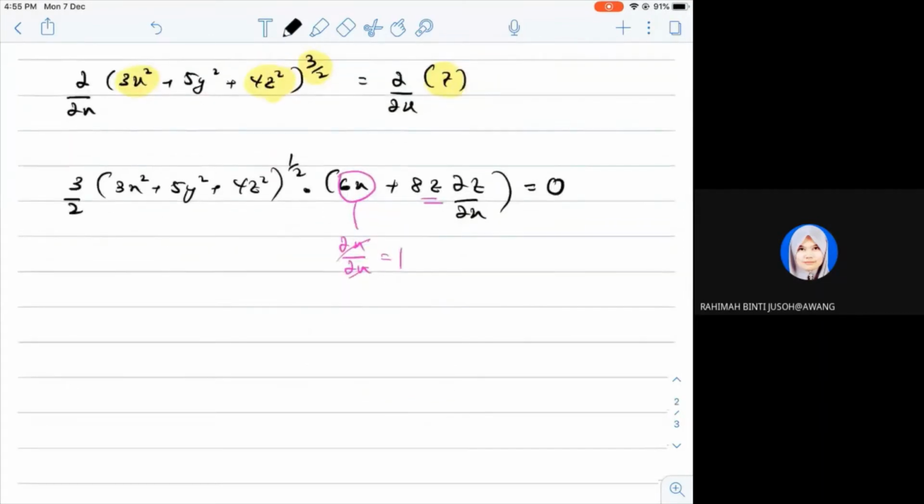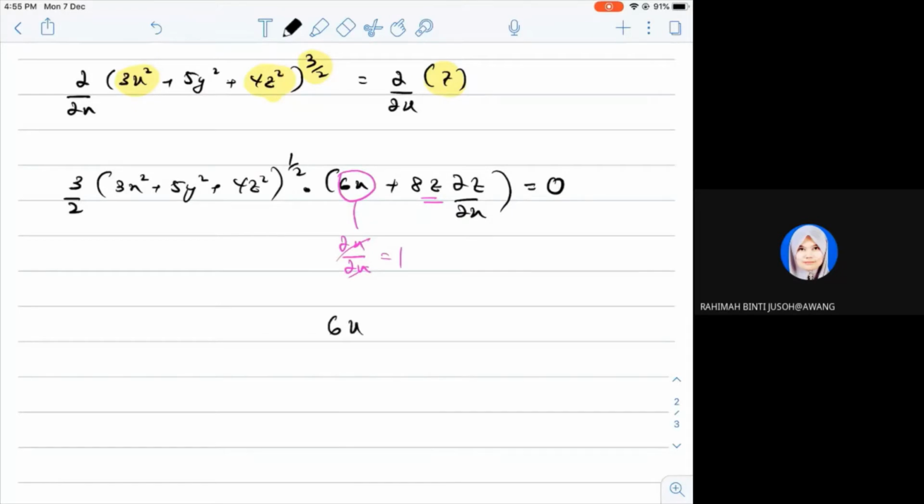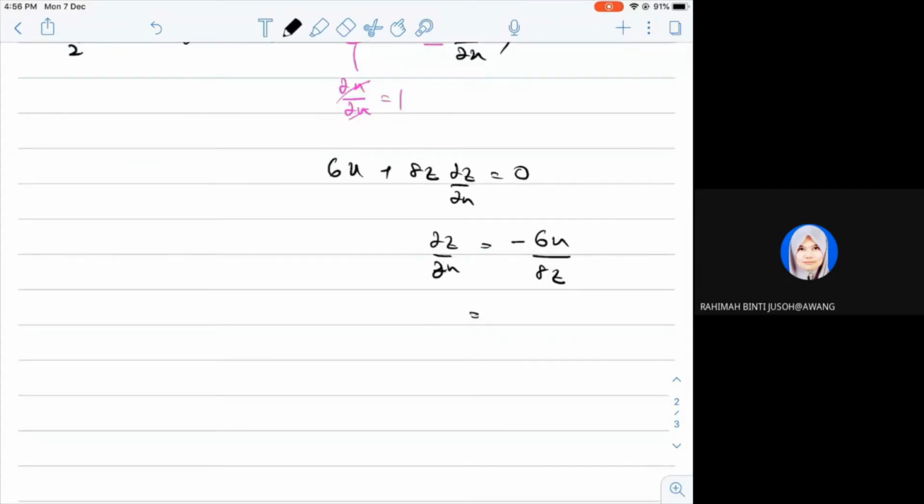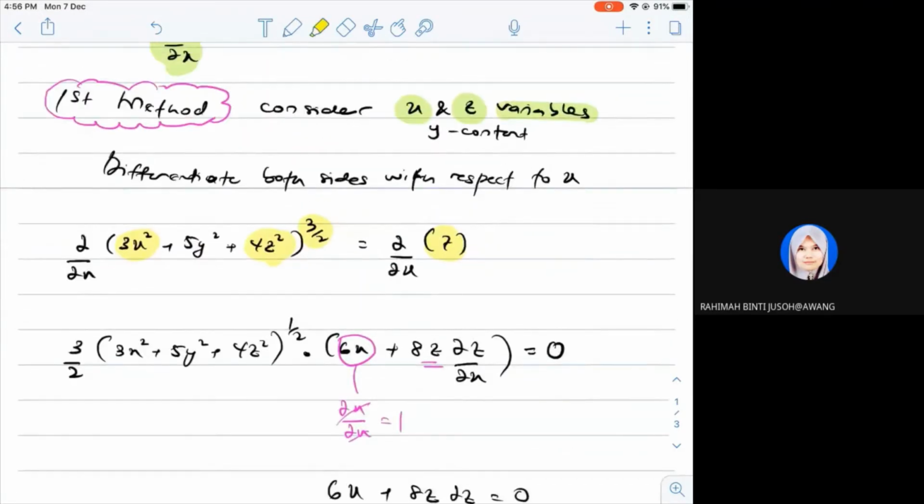So basically, okay guys, we will have 6x plus 8z del z over del x equals to 0. So we will have del z over del x equals negative 6x over 8z. Yes, negative 6x over 8z. Okay, now we can simplify this as negative 3x over 8z. So this is the solution for the first method. First method. Ini kaedah yang pertama.